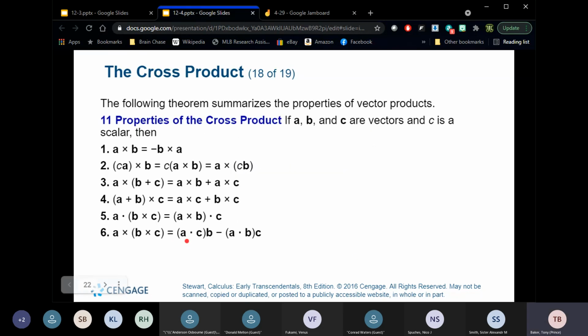All right. Any questions on the cross products before we go on and do something known as the triple products, which is the last thing we're going to look at tonight?